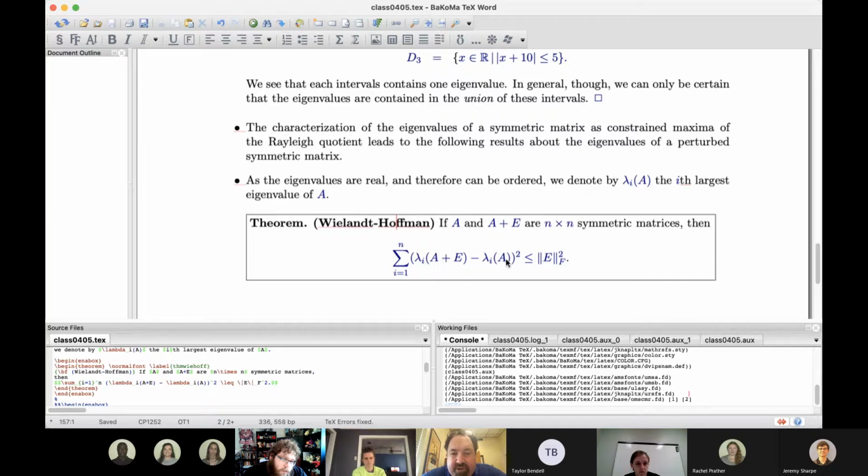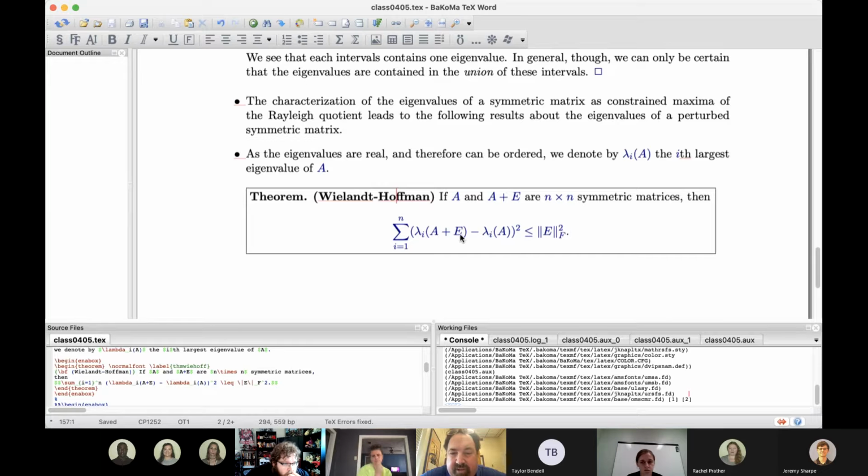So when you make this small change in A to get A plus E, how much do the eigenvalues differ? Well, it turns out that is related to the magnitude of the perturbation E. The sum of squares of all the deviations in the eigenvalues between the two matrices is less than or equal to the Frobenius norm squared of E. And this is the sum of all the entries of E squared, by the definition of a Frobenius norm. So if E is pretty small, then you can safely say that the total deviation in the eigenvalues is also small.